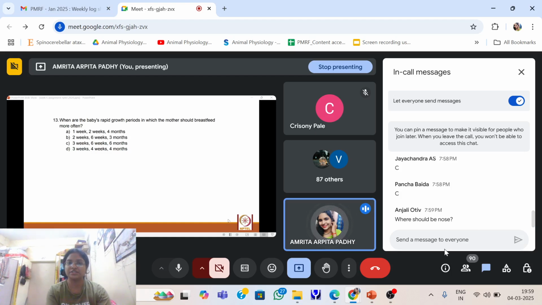It should not be touching the breast. It should be above the breast, right? Obviously, if your nose tip is touching the breast, then how will the baby's mouth touch the nipple, right? It should be above the nipple. Nose should be above the nipple, and the baby's upper lip and lower lip should be attached to the nipple properly, right?